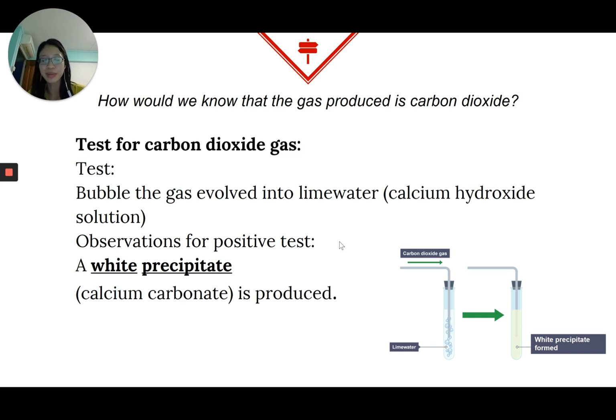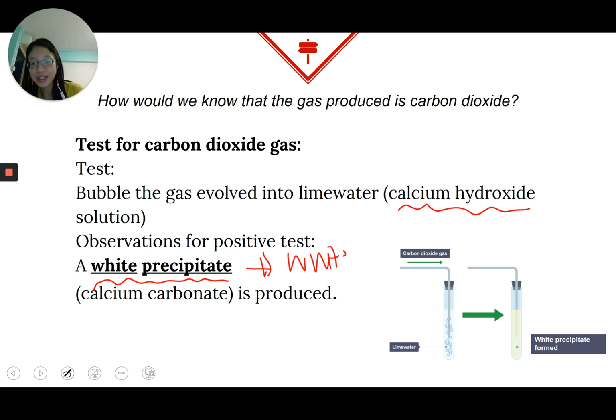The test for carbon dioxide gas is to bubble the gas into lime water. Lime water is also calcium hydroxide solution. It's an alkali. How do we know there is carbon dioxide gas inside? There will be a white precipitate in your lime water. A white precipitate is basically a white solid that is insoluble in water, and the identity of this white precipitate is calcium carbonate.